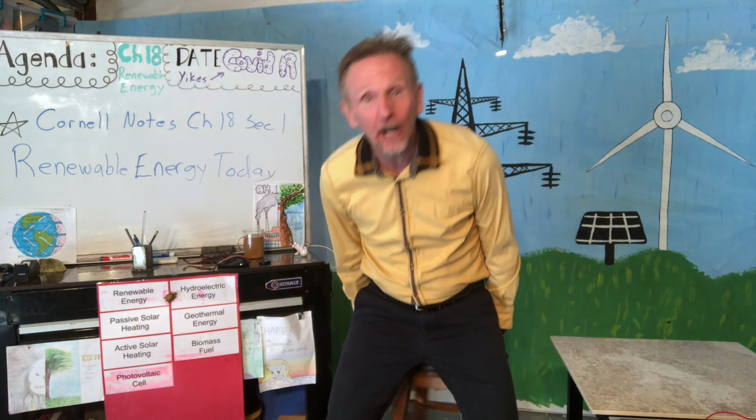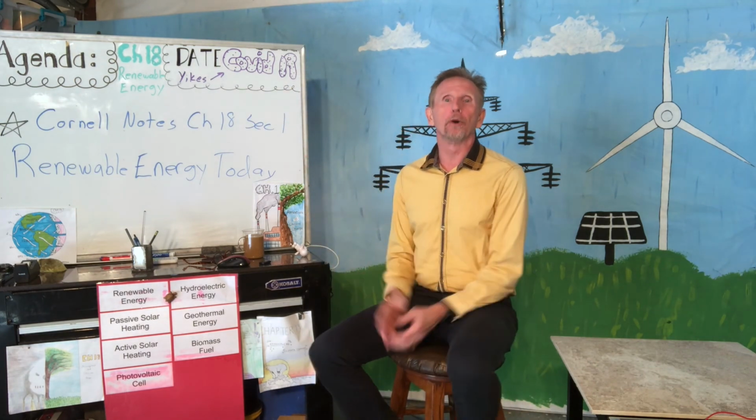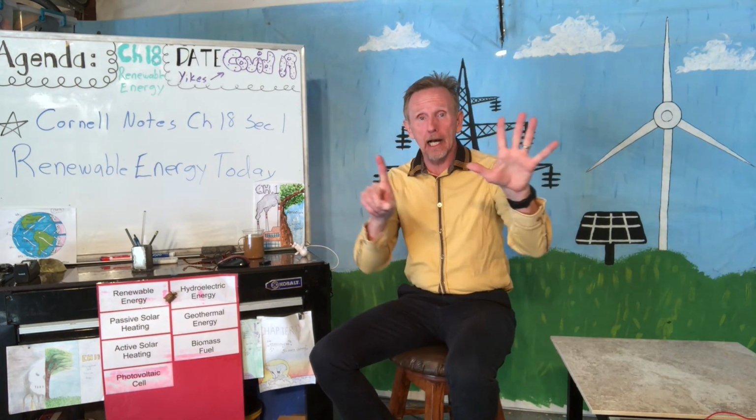We go with Chapter 18, Renewable Energy. First lecture on Section 1, Renewable Energy today. What we're actually using out there right now today is what we're going to talk about. So your essential question: you can identify 6 forms of renewable energy and compare their advantages and disadvantages.